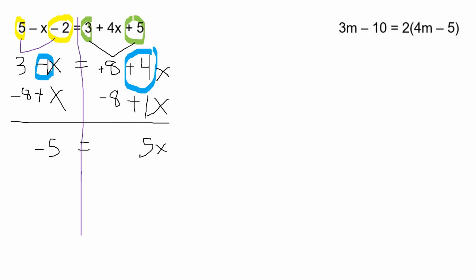And what's our next step? We're going to divide. And what are we dividing by? We're going to divide by 5. So negative 5 divided by 5 is a negative 1. And it equals x, because 5 divided by 5 is 1. So we have 1x left. I don't need to put that 1 in front of x.